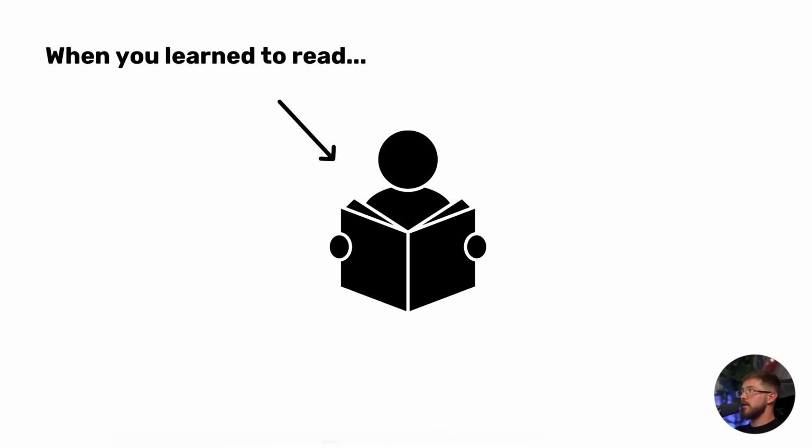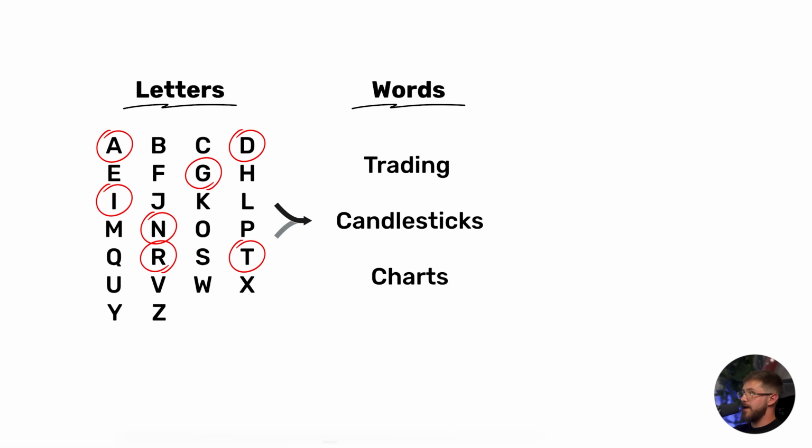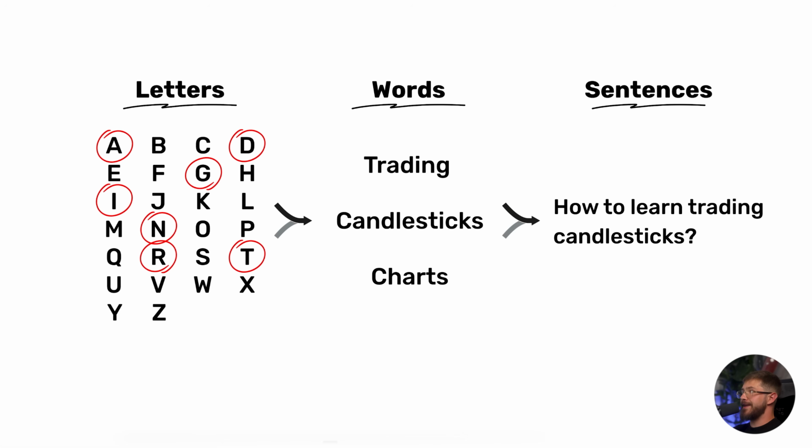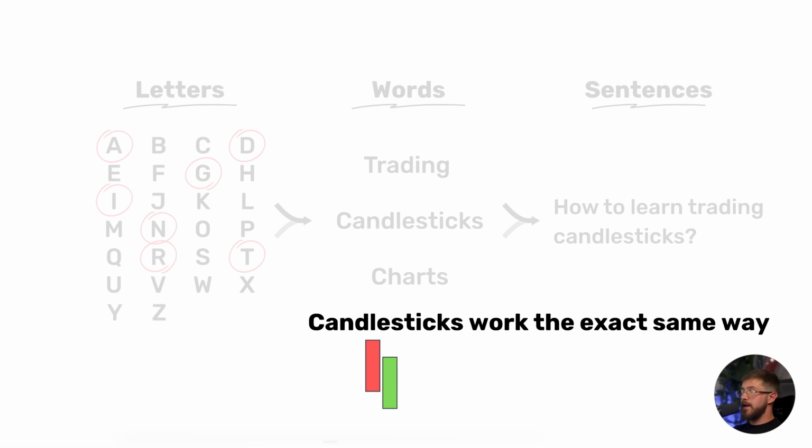Think about it this way. When you learned to read, you didn't memorize every possible word combination. You learned letters. Then how letters combine into words. Then how words combine into sentences that tell stories. And candlesticks work exactly the same way.